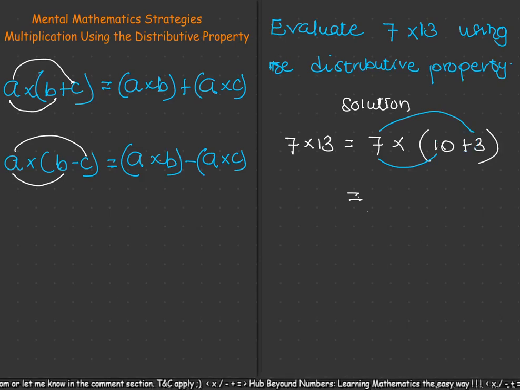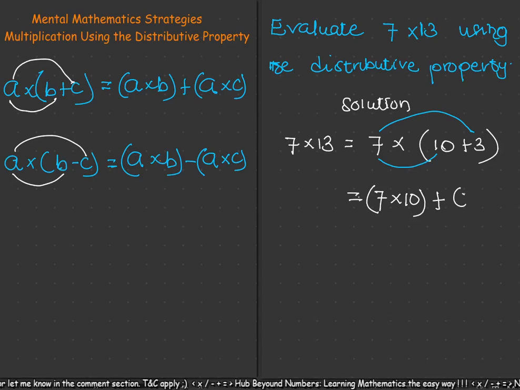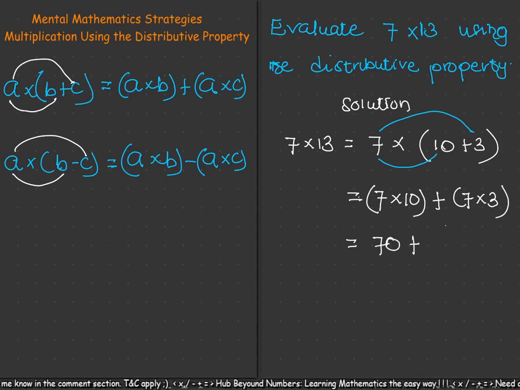So we have 7 times 10 and then plus 7 times 3. 7 times 10 gives us 70, then plus 7 times 3, which gives us 21. If you add this, we have 91, and it's a very straightforward method, you see.